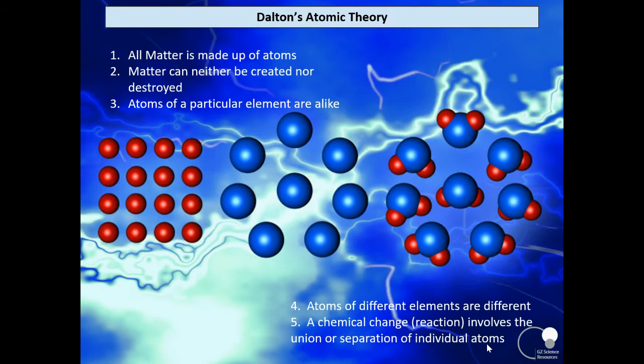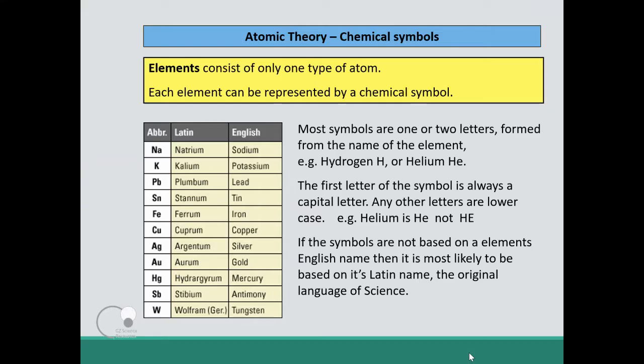So first of all, thinking about all matter and all atoms. All matter is made up of atoms, and matter can neither be created nor destroyed. Atoms of a particular element are alike. Atoms of different elements are different. And a chemical change or a chemical reaction involves the union or separation of individual atoms. As I said, elements consist of only one type of atom.